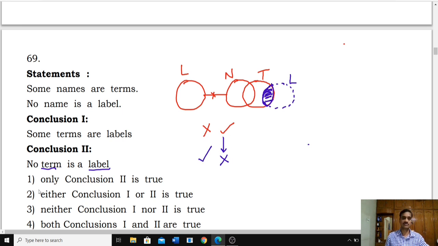Hence either 1 or 2. Either 1 or 2, it is given in choice to 69. Question number 69, choice 2 is the answer. Then 70th.